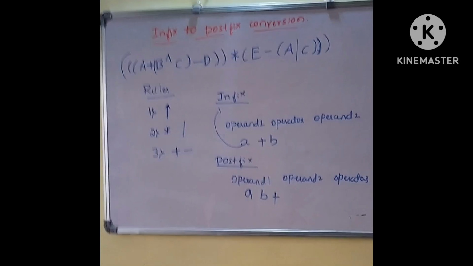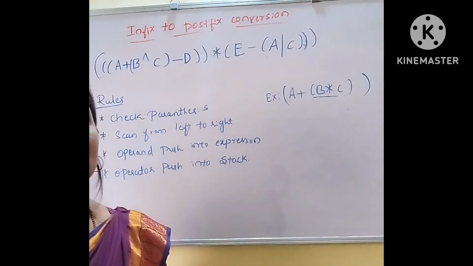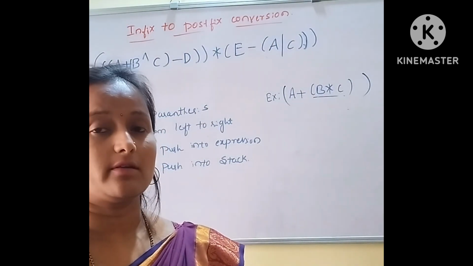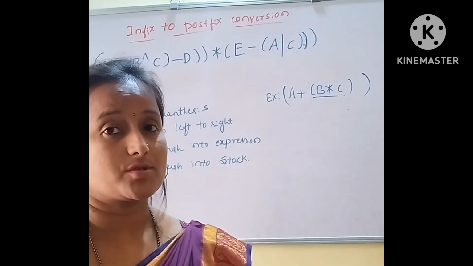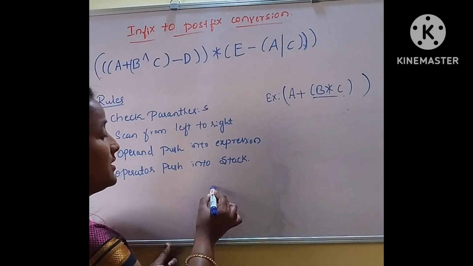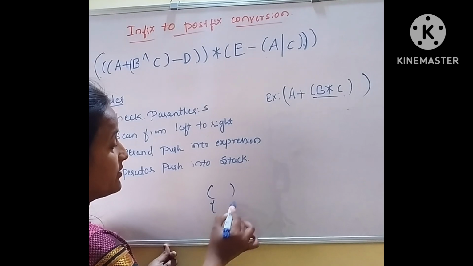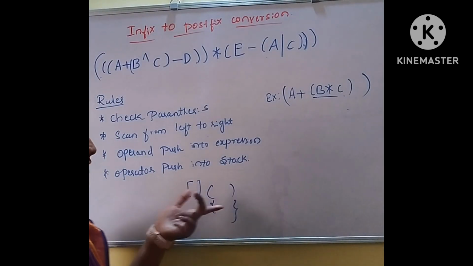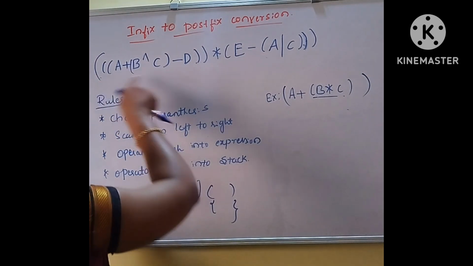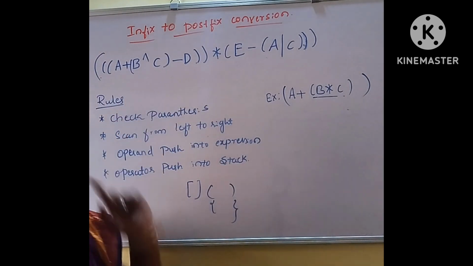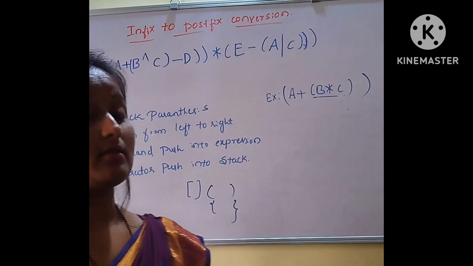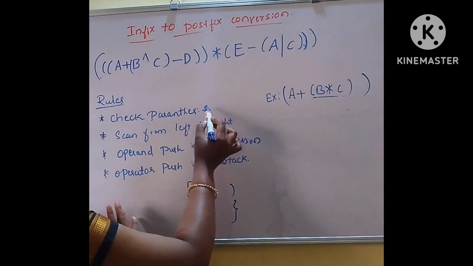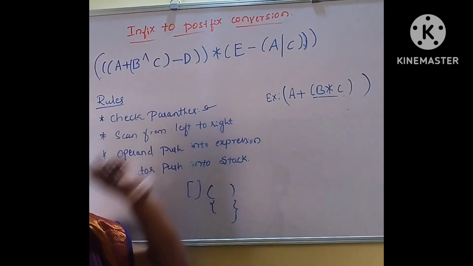As I told in my previous videos, we have to check the parentheses: how many parentheses are open, how many are closed. Parentheses are nothing but open and closing braces, flower braces, or square brackets. It may be anything, but here they have used parentheses like this. This is the first thing we have to do when reading the expression.